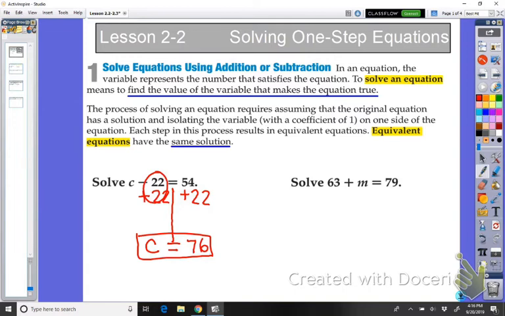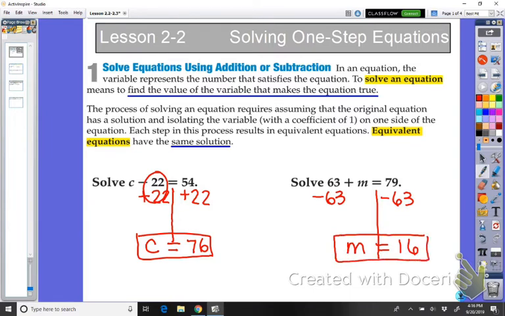So 63 is a positive number on the left side, and then you're adding the variable m. So to undo and make 63 0, you have to subtract 63 from both sides. And your final answer is m equals 16. So what you do to one side, you also have to do to the other to keep the equation balanced.